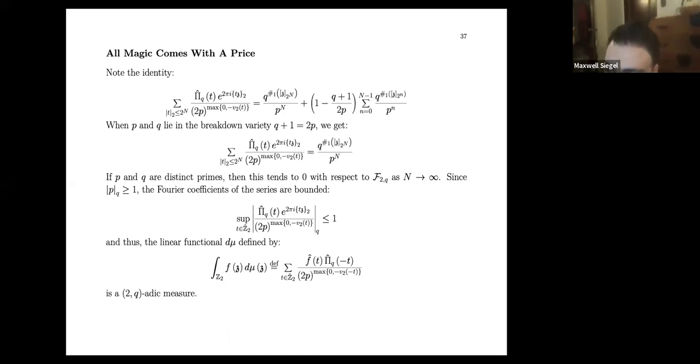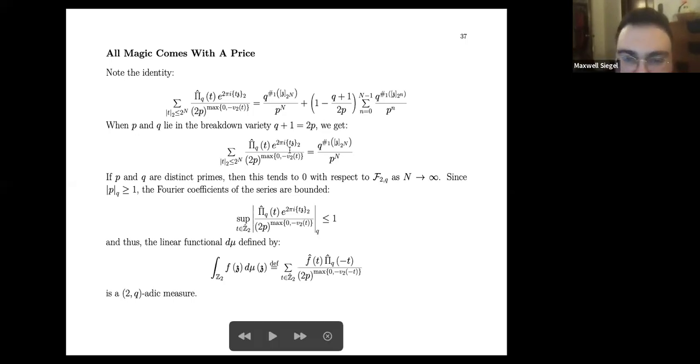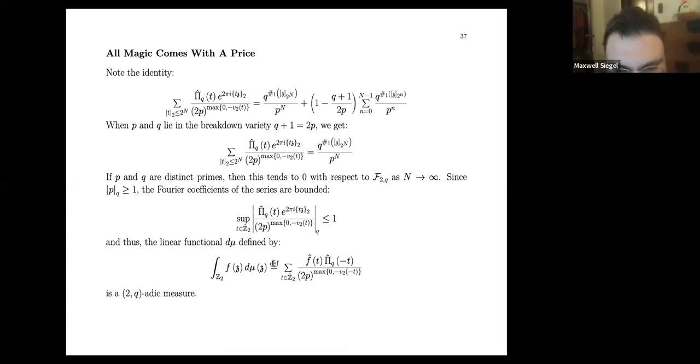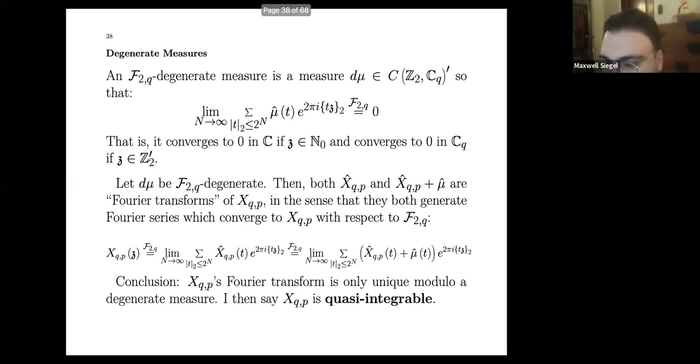As the Fourier coefficients of this series are q-adically bounded uniformly with respect to t, the Parseval-Plancherel relation gives us a 2q-adic measure. In classical analysis, this sort of thing would suggest perhaps that the measure we're working with is the 0 measure. However, it isn't. The Fourier-Stieltjes transform is not identically 0. I first came across measures of this type in my dissertation. I call them degenerate measures.